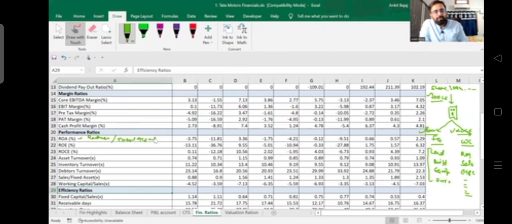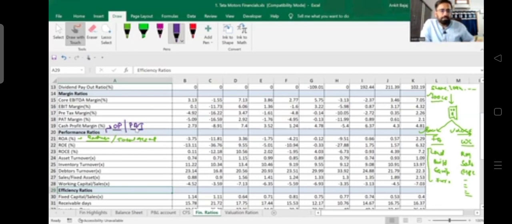Now what is the meaning of return here? Return generally means operating profit, or you can also take PAT, profit after tax. So now we are taking PAT.